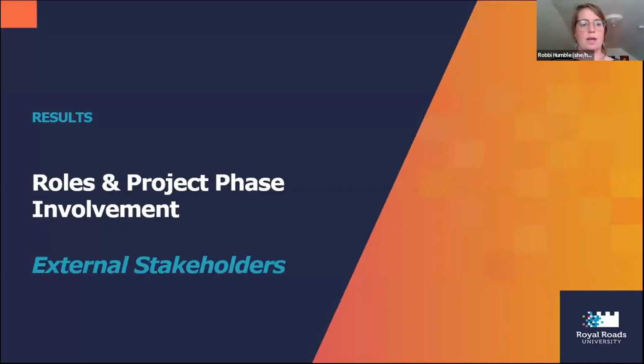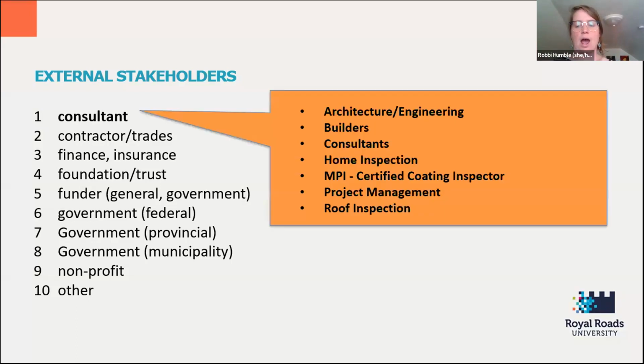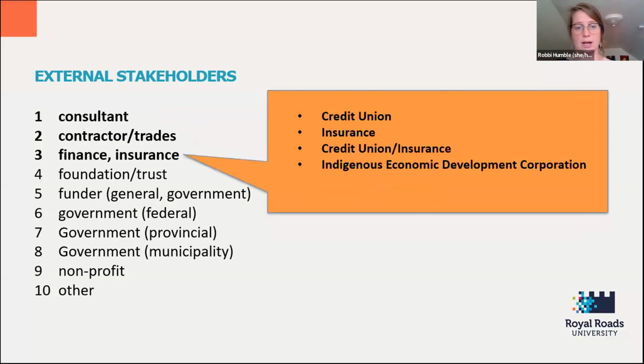So moving to the external stakeholders. There were 10 different types of organizations and 41 subtypes, which I'm not going to go into, that were identified by survey respondents. They're listed here in alphabetical order. Not all of these stakeholders were identified in both provinces, but just to give you a sense, there was a wide range of consultants and contractors. The most noted was just a contractor or tradespeople, but some that were specifically mentioned are listed there.